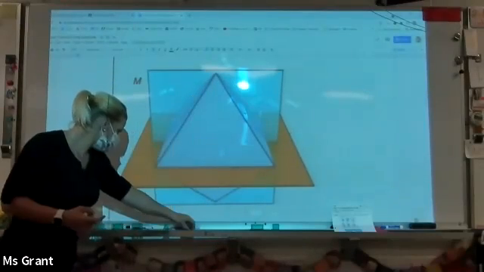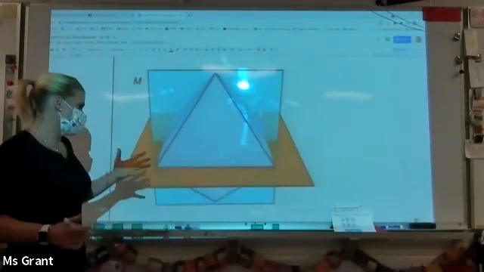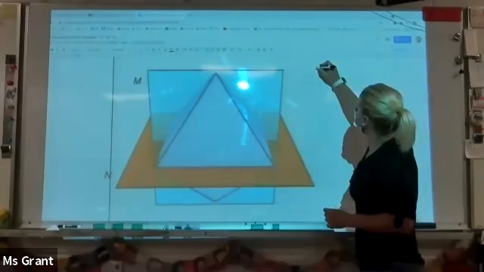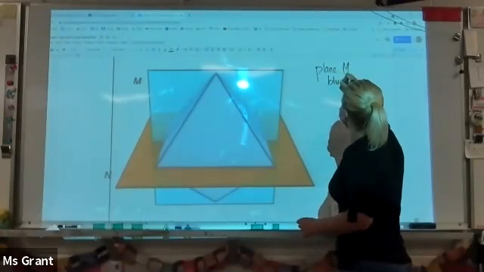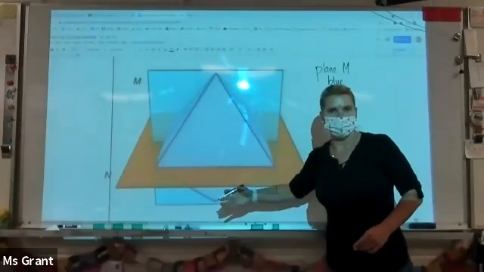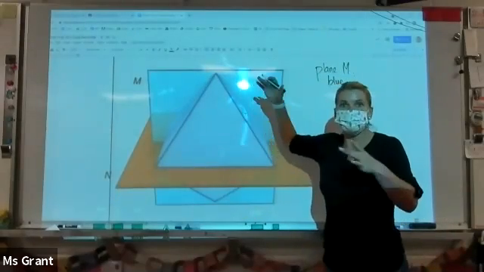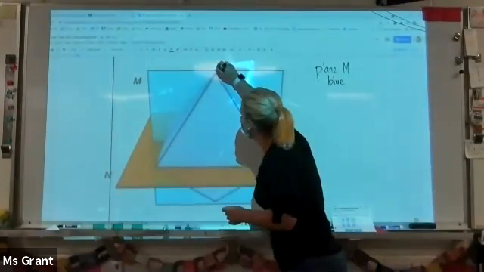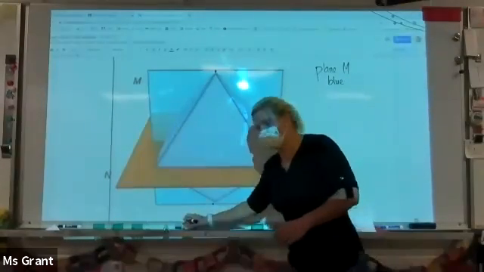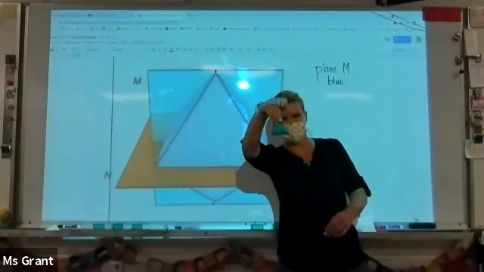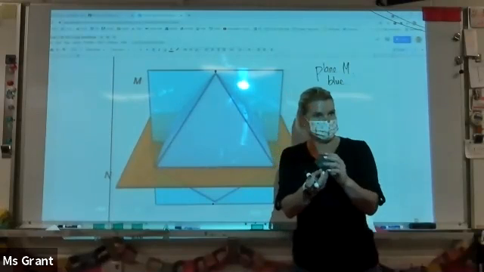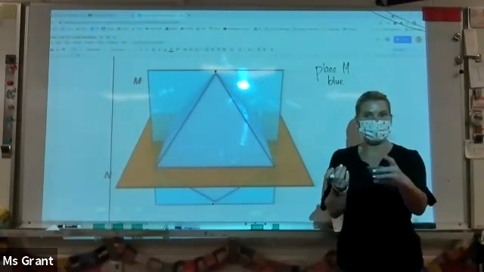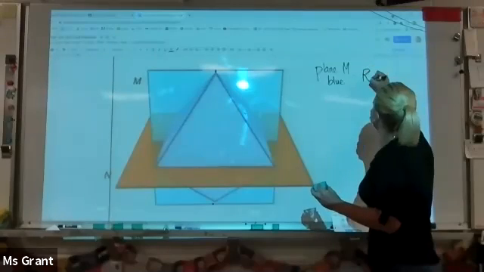Octahedron. So it's asking us, what is the shape formed by plane M, which is blue? So when I cut, what shape? Now remember, this blue plane goes from the top down to the bottom. There's 2 pyramids stuck together. What shape is made when I cut vertically? A kite? A kite. I'm going to call it a rhombus, yes, you're right.